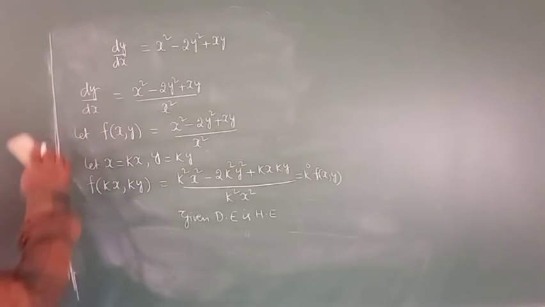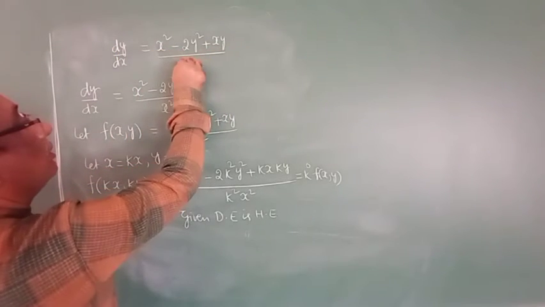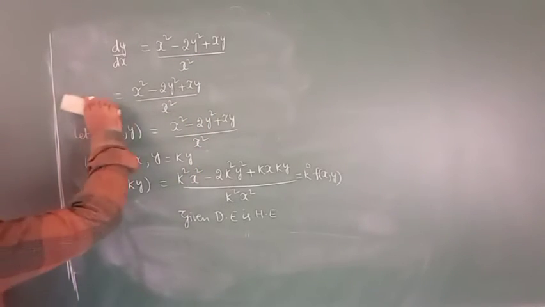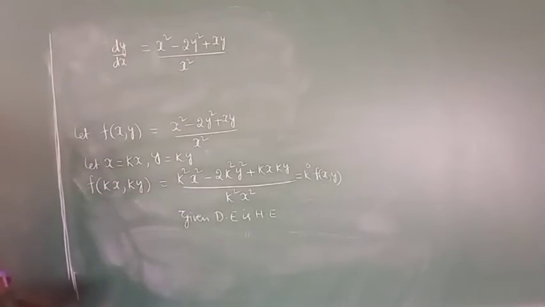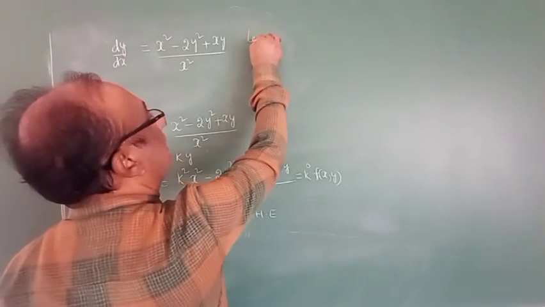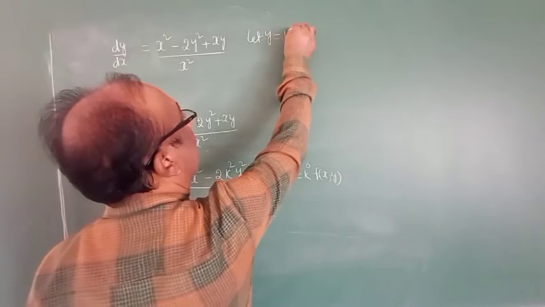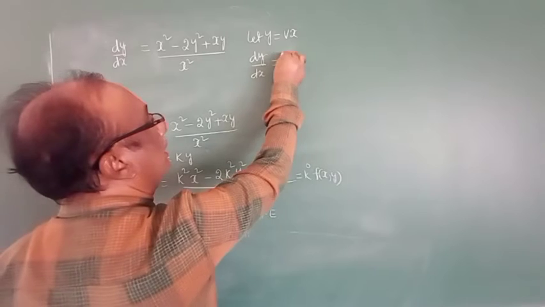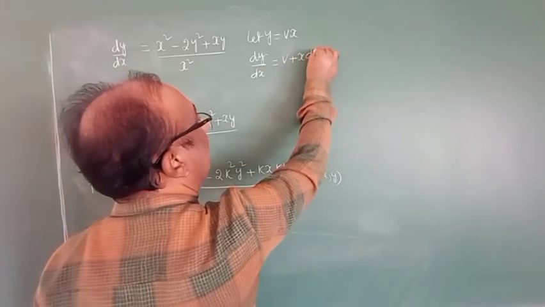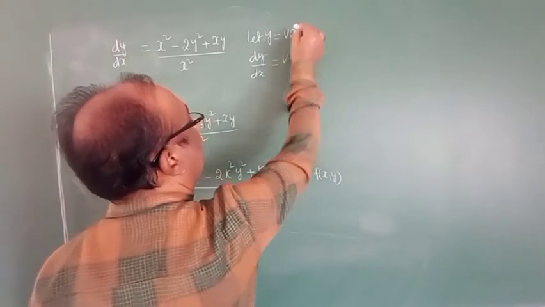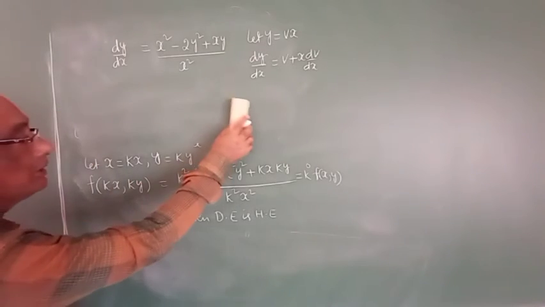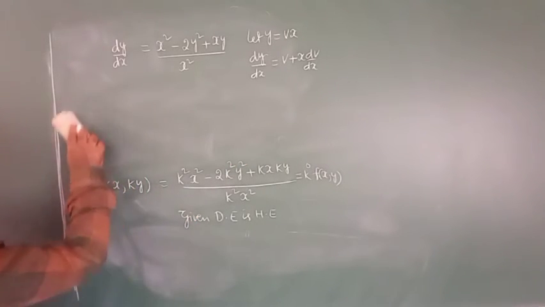Second one, dy by dx is equal to x square minus 2y square plus xy by x square. For the second part, let y is equal to vx. Immediately its derivative is dy by dx is equal to v plus x into dv by dx, the u into v formula, right? Substitute everyone. Substitute and simplify with the answer.